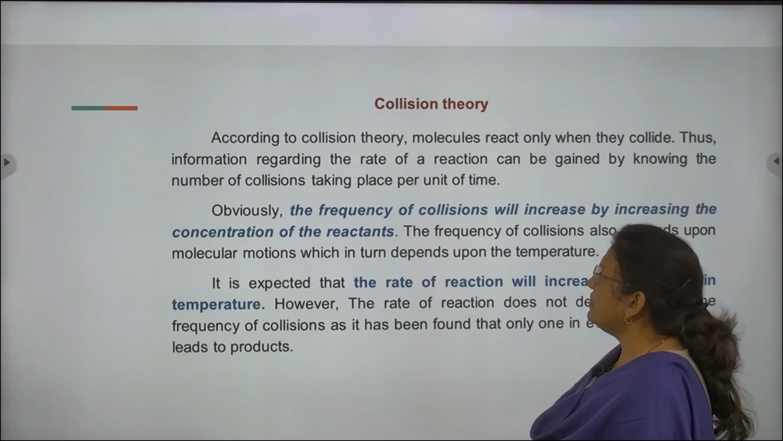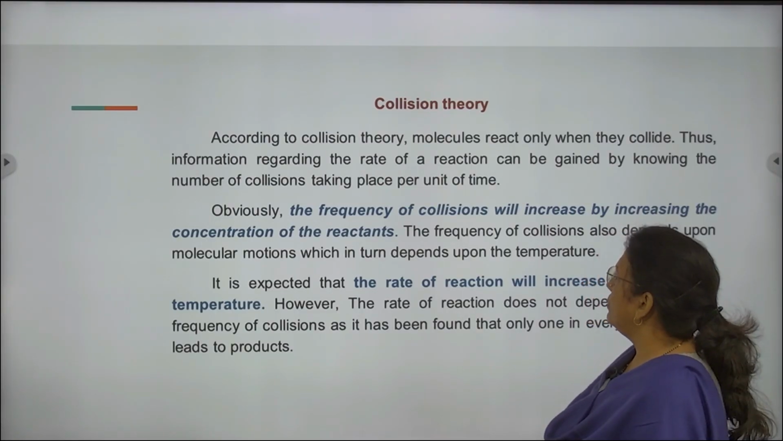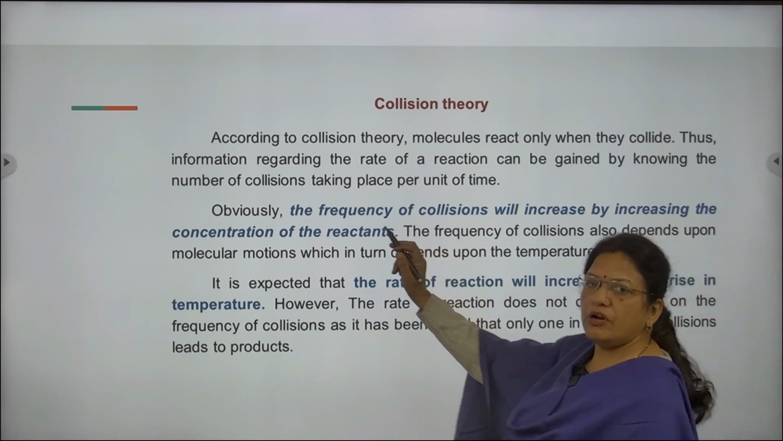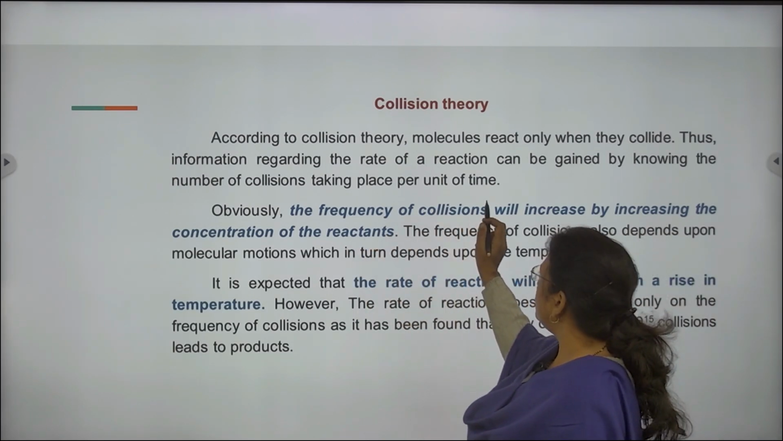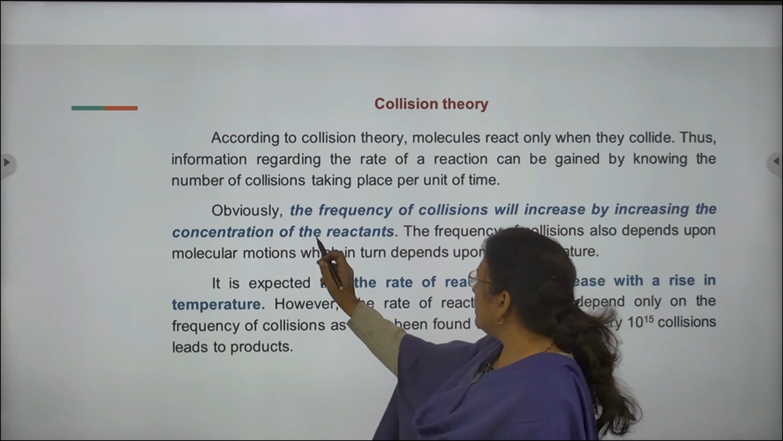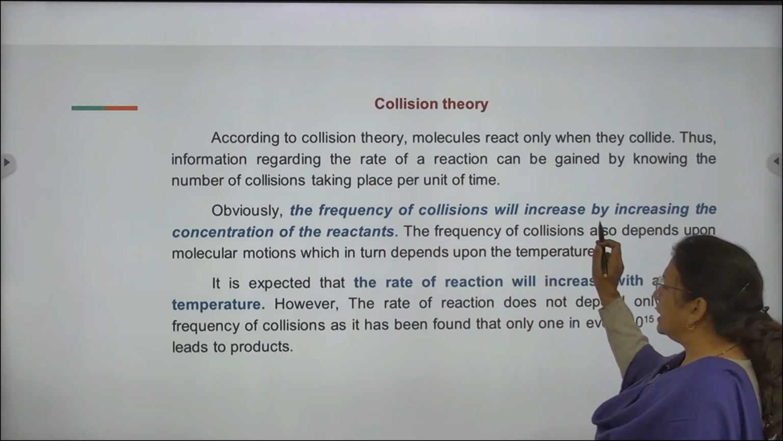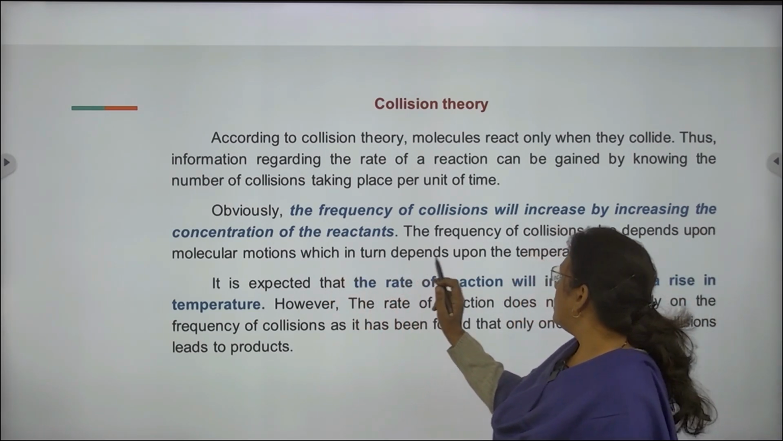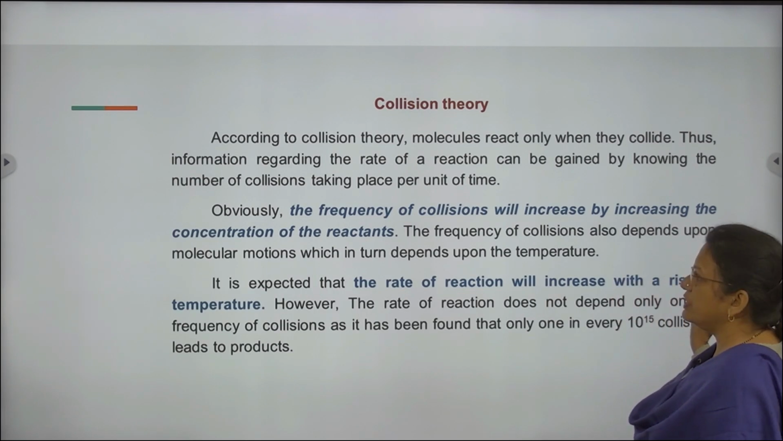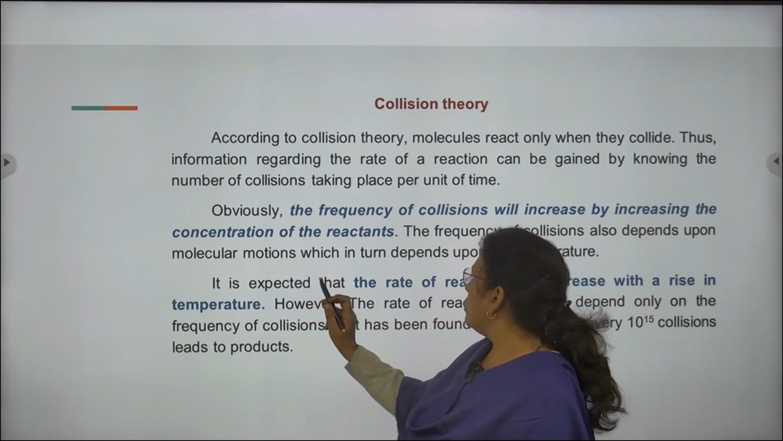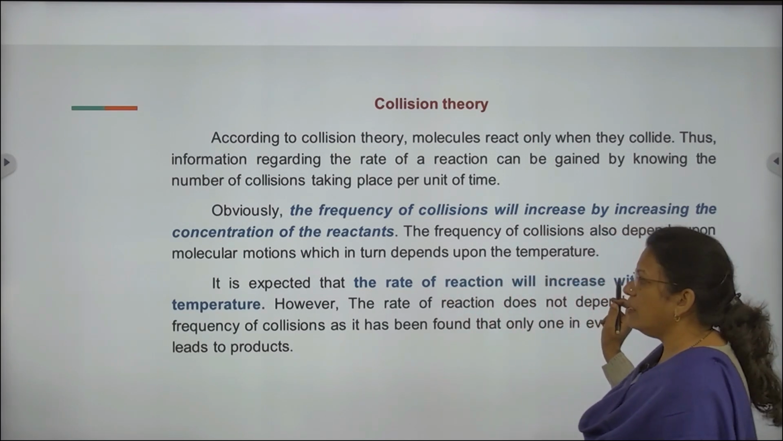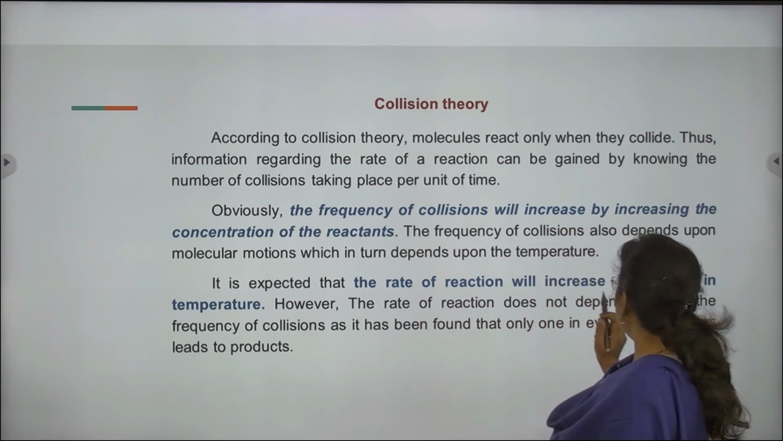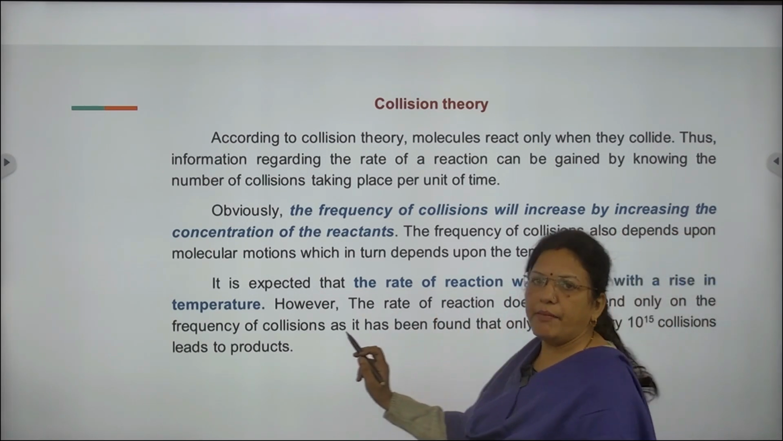Thus, information regarding the rate of reaction can be gained by knowing the number of collisions taking place per unit of time. Obviously, the frequency of collisions will increase by increasing the concentration of the reactants. The frequency of collisions also depends upon molecular motions, which in turn depend upon the temperature. It is expected that the rate of reaction will increase with a rise in temperature.